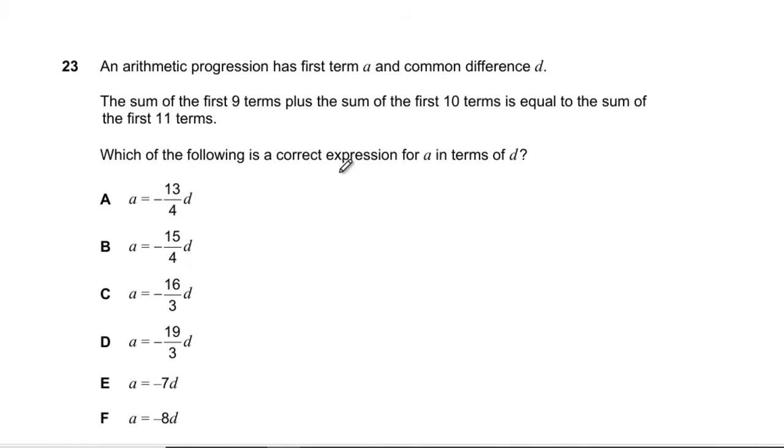23. Arithmetic progression has first term a, common difference d. Sum of the first 9 terms plus the sum of the first 10 terms is equal to the sum of the first 11 terms. Wow. Which of the following is the correct expression for a in terms of d?